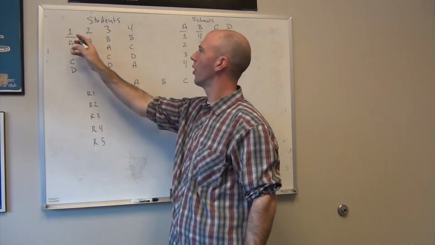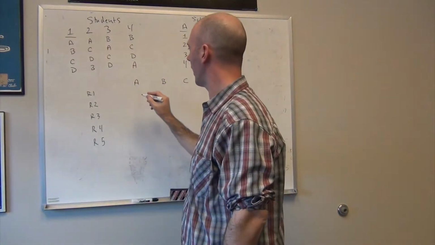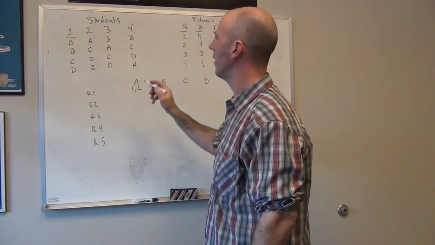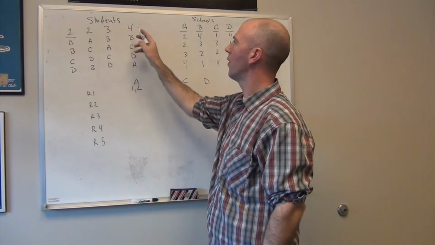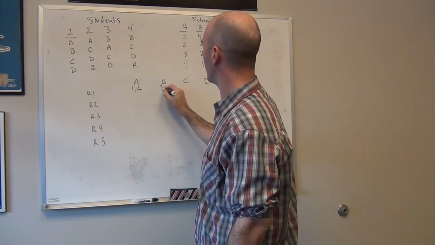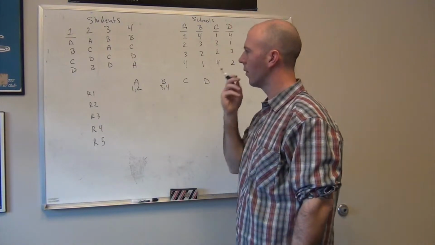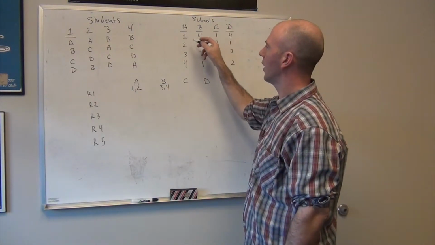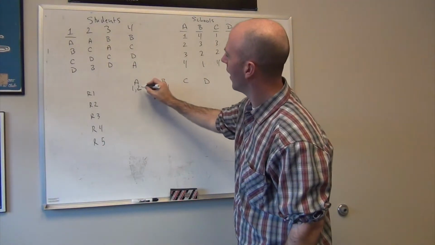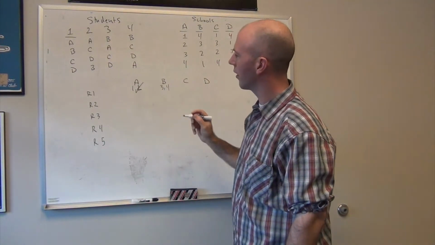So in the beginning, 1 and 2's favorite school is A. So 1 and 2 apply to A. 3's favorite school is B, 4's favorite school is B. So that means 3 and 4 apply to B. So A has 2 applications, 1 and 2. 1 has the higher priority, so A is going to reject 2.